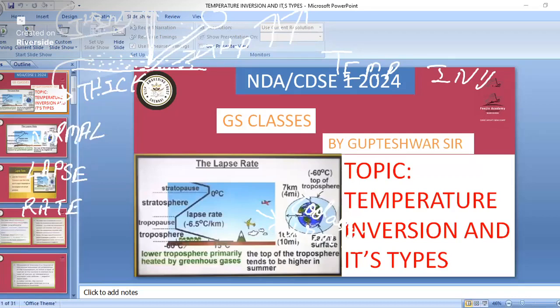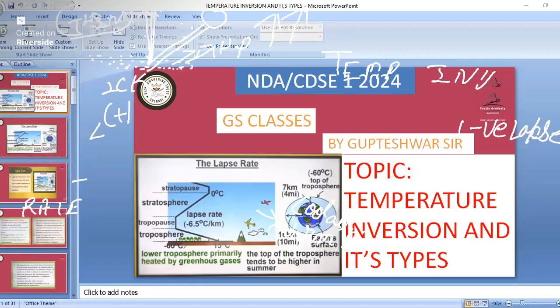Then what about the temperature inversion? Temperature inversion is the negative lapse rate. This is the positive lapse rate. Normal lapse rate is positive, and temperature inversion is negative lapse rate. As we go up in height, the vice versa things are happening. Opposite things are happening, meaning that as we go up in height, temperature is increasing.